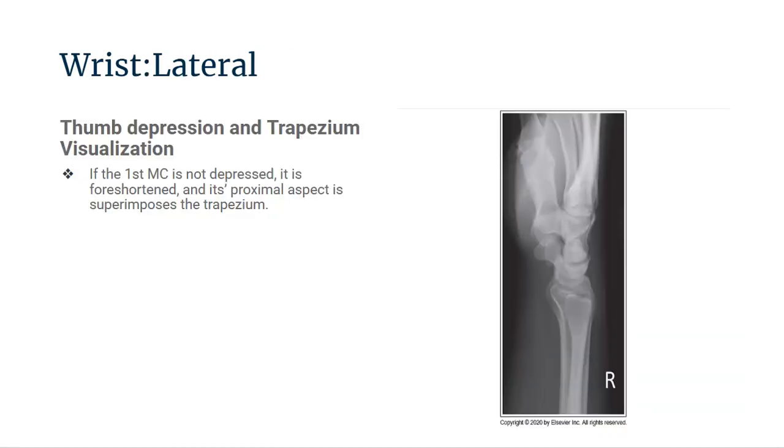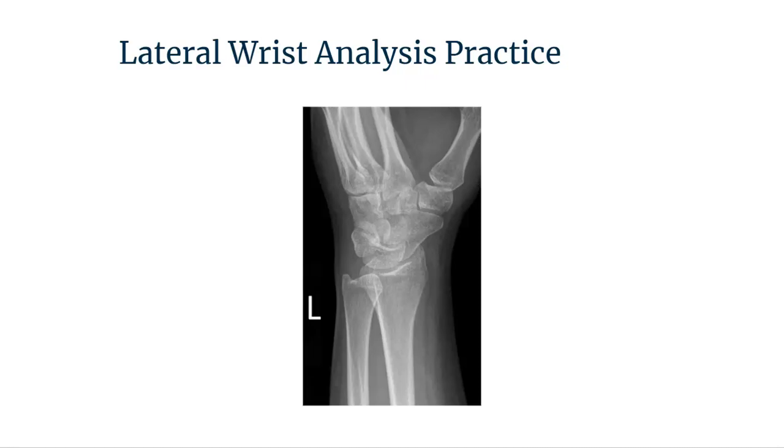One last common imaging error I wanted to discuss is when the thumb is not depressed adequately, it will foreshorten and superimpose over the trapezium. And if you recall, image analysis guidelines state that we want to see that trapezium without superimposition. Go ahead and review this lateral practice analysis and complete the next question.